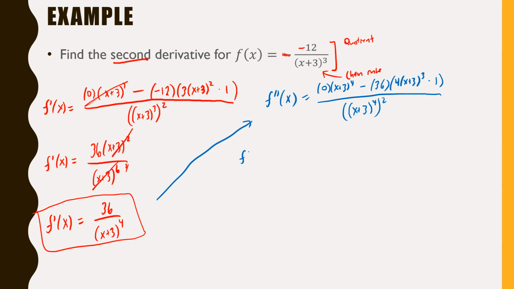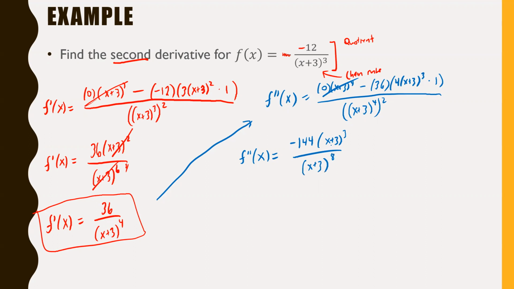Let's start cleaning this up. So the second derivative equals, well, keep in mind, 0 times this is just gone. Negative 36 times 4, that's a little bit tough, but it's going to be negative 144. So negative 144 times (x plus 3) to the power of 3 over, well, ((x plus 3) to the power of 4) to the power of 2 is (x plus 3) to the power of 8, because remember, when you take a power of a power, you multiply your exponents.